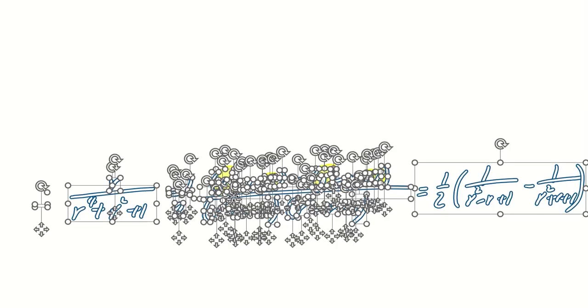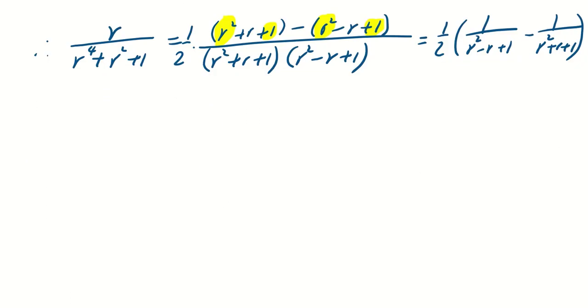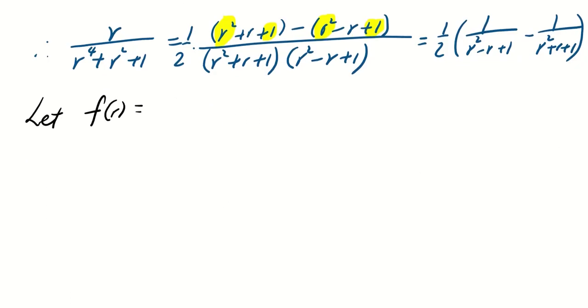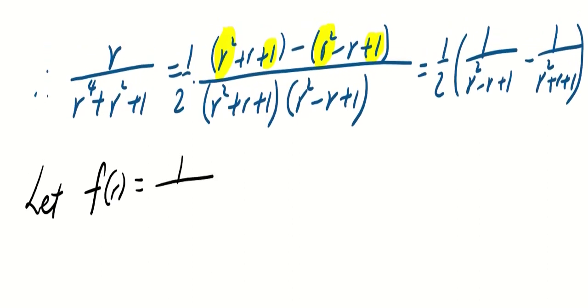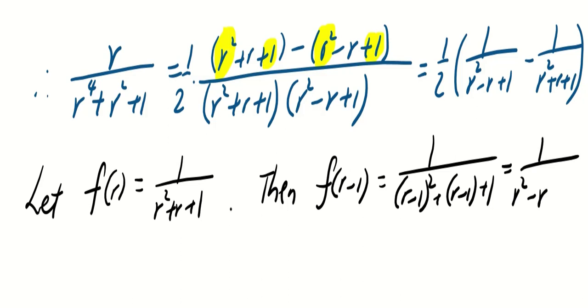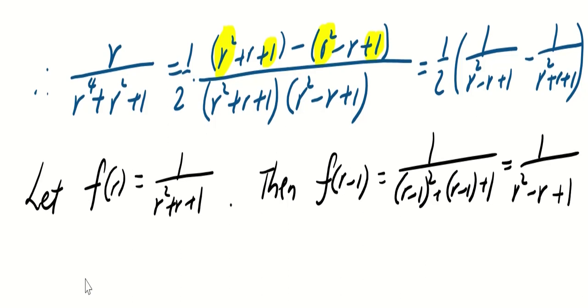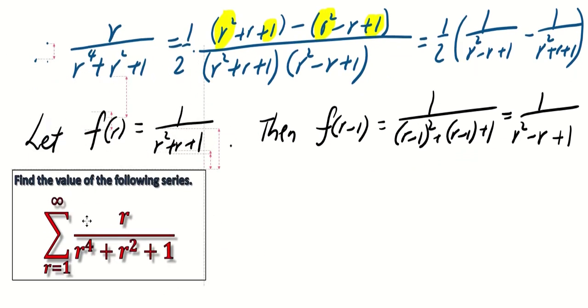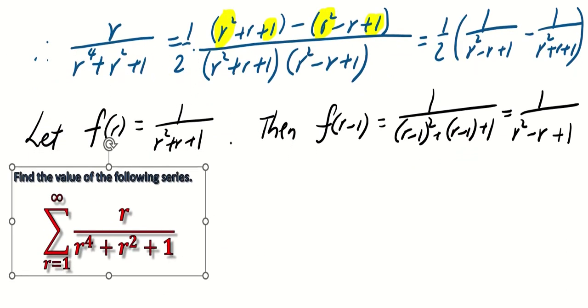Next, we let f(r) to be 1 over r squared plus r plus 1. Then we know that f(r minus 1) will be equal to 1 over (r minus 1) squared plus (r minus 1) plus 1. And this will give me r squared minus 2r plus r minus r, plus 1 minus 1 plus 1 will be plus 1. And therefore, we are ready for this question now.